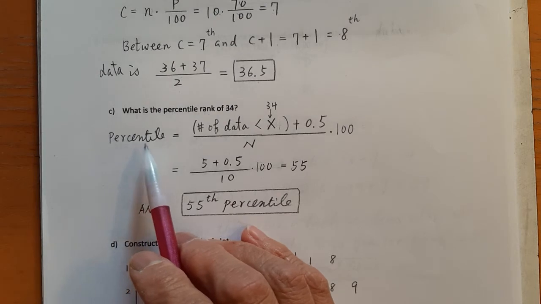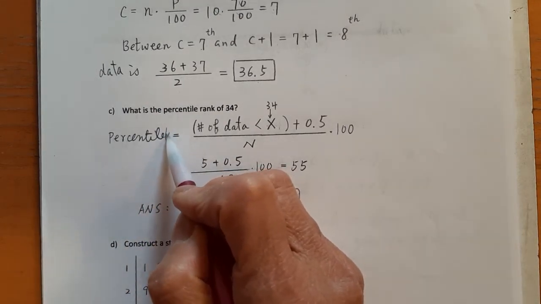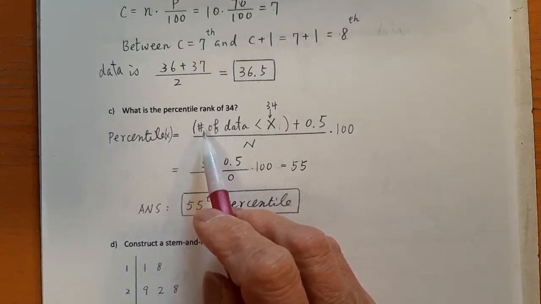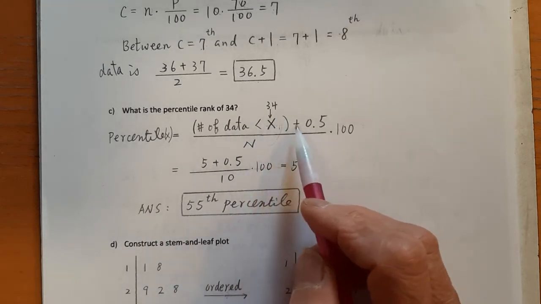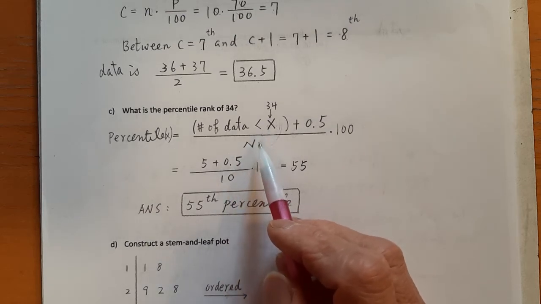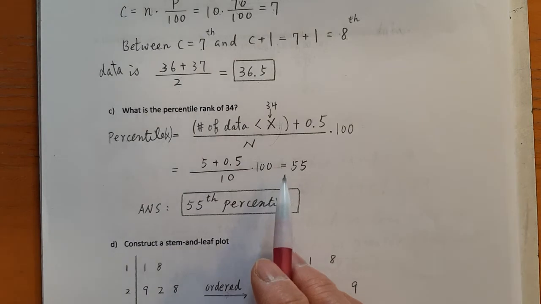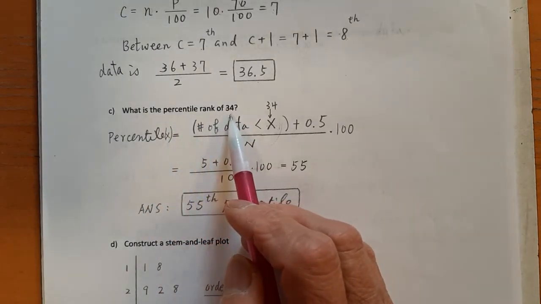So what is the percentile of the given number? Percentile of X is equal to count the number of data less than the given number X, add 0.5, divided by total how many numbers N, then times by 100. So like 34, what's the percentile rank of 34?